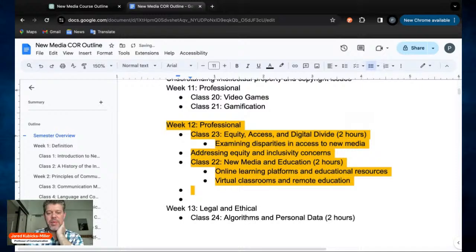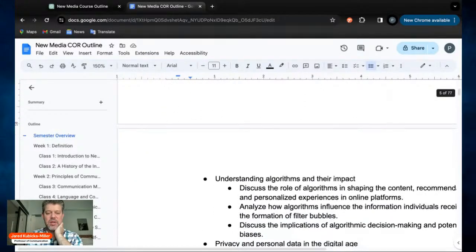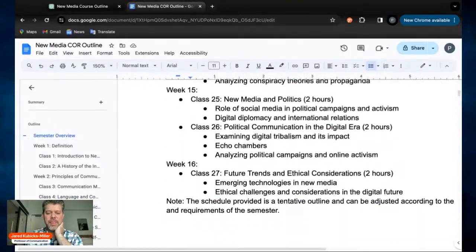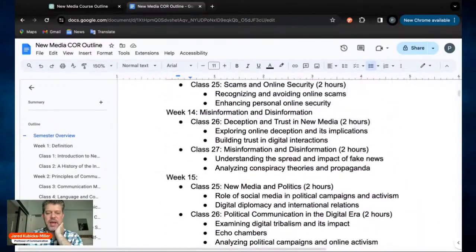So what I'm concerned about is the fact that I'm kind of squeezing what it looks like, and I didn't realize this until now, that it's squeezing equity and digital divide into a single day, and then new media and education is on its own day. And I'm not digging that all that much.